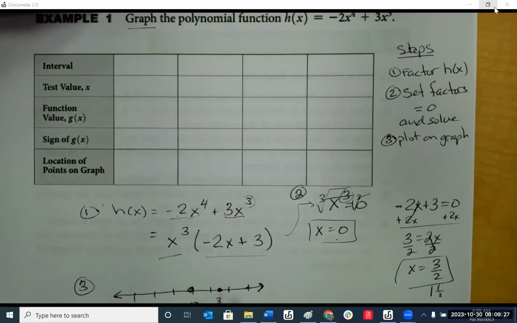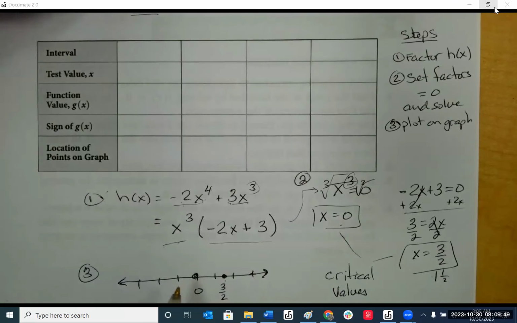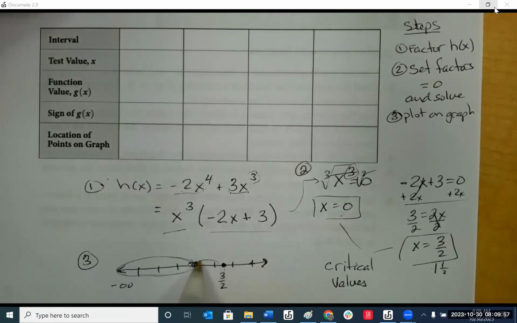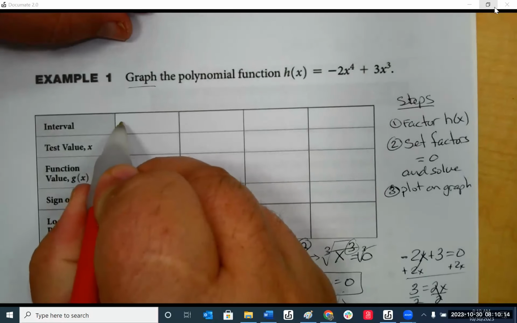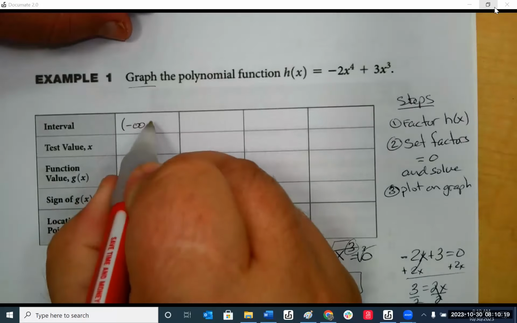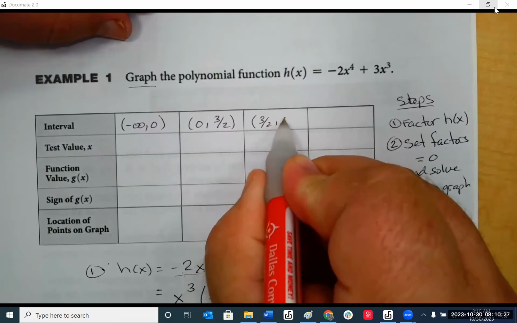All right, so these are our x-intercepts. These are also called critical values, because at those points, that's where the graph crosses the x-axis. So critical values, zeros, solutions, x-intercepts, all the same thing. So what we have here is this interval, which goes from -infinity to 0, this interval, which goes from 0 to 3/2, and then this interval, which goes from 3/2 to +infinity. So that's what this is looking for. We have to look for the intervals -infinity to 0, 0 to 3/2, and then from 3/2 to +infinity.